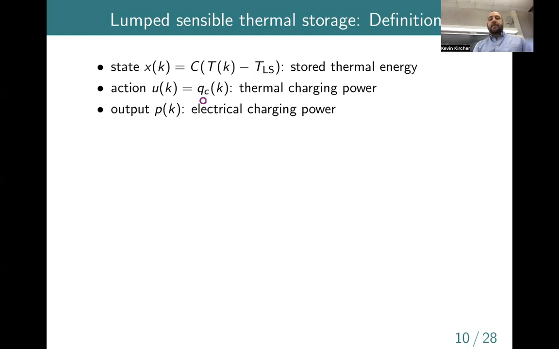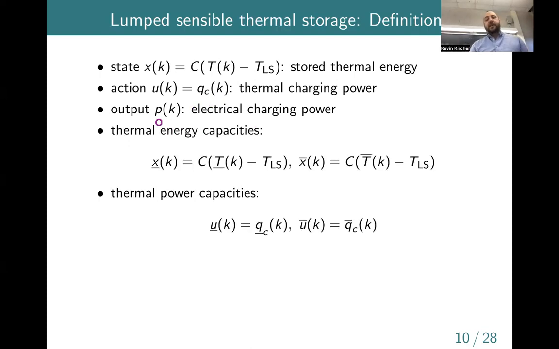And then the action, rather than being a perturbation, it's just the amount of power that we're putting in. So this looks more like the battery model that we saw initially. And then the output is just the power that we're getting out, or sorry, the electric power that we're putting in. And the capacities, again, they basically come from safe or comfortable limits on the temperature of the stuff in storage. So we get a C times T min minus our base temperature, and then similarly on the upper limit. And the thermal power capacities just come directly from the limits of the HVAC equipment that serves the storage, that charges or discharges the storage.